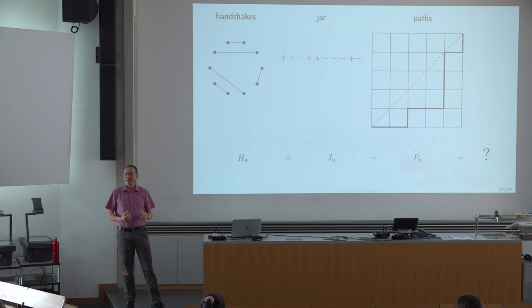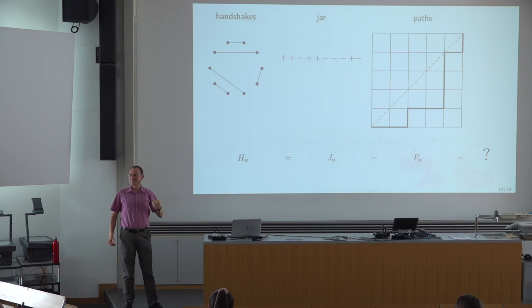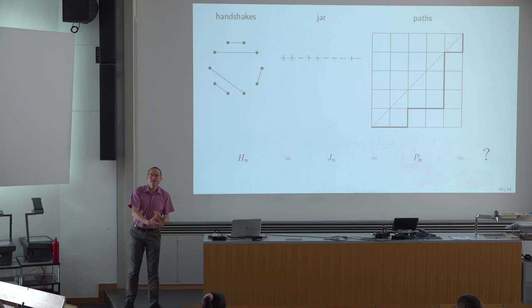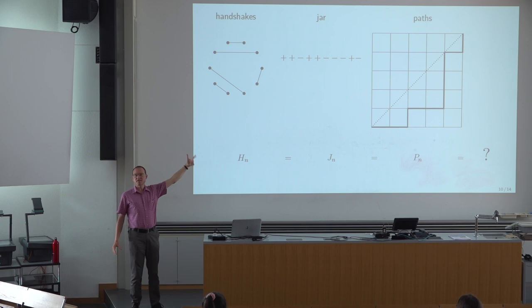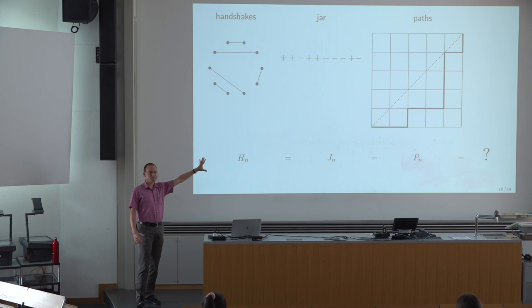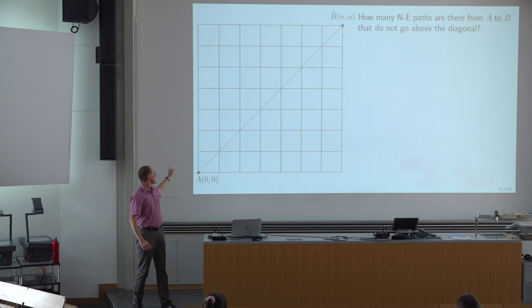And what is the advantage of that? The advantage is that if we want to get to the bottom of this problem, if we really want to understand the problem, we can choose which of those three perspectives to take. One of them may have some advantage over the other two. So now we are free to choose which approach to pursue further. We're going to take the paths. So we will look in detail at the problem concerning paths that do not go above the diagonal. And this problem has a certain advantage over the other two that will become transparent. Okay, how many northeast paths are there from A to B, from the origin to (n,n), that do not go above the diagonal?